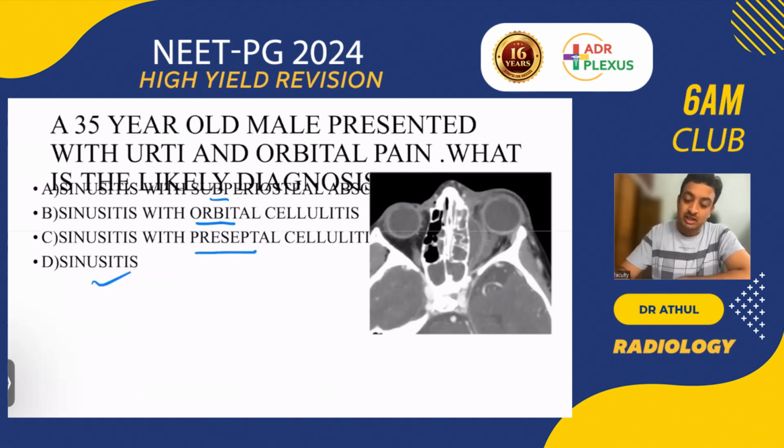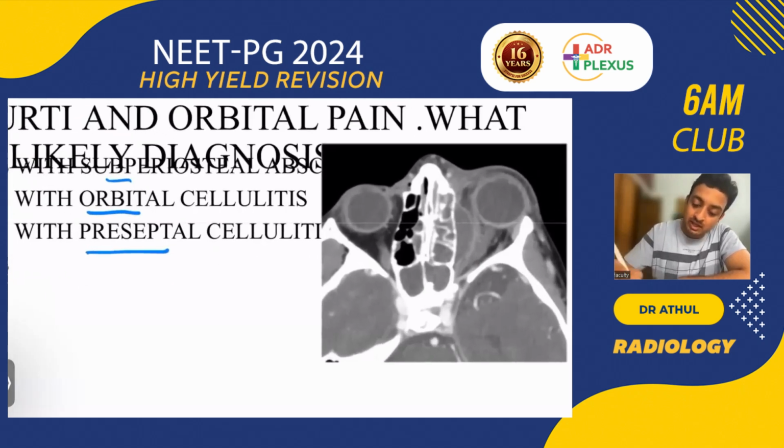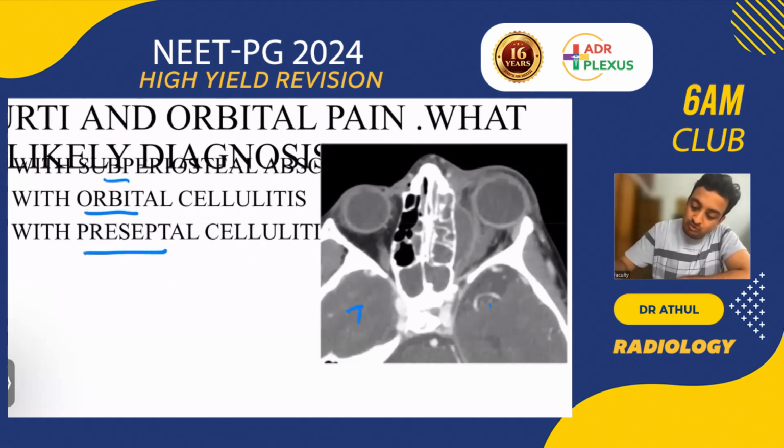Actually, this is a question. Actually, it is a difficult question. See, I will tell you the anatomy. This is the temporal lobes of the brain. When you are seeing the eyes, the section that you see will be the temporal lobe of the brain. This is the eyeball on the right side. This is the ethmoid sinus.